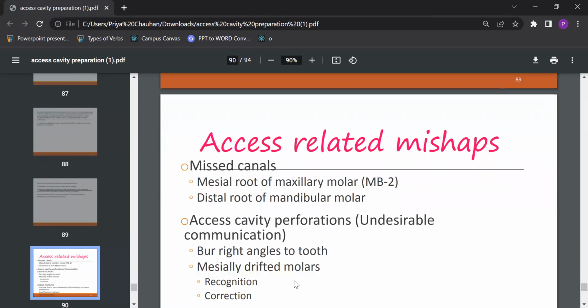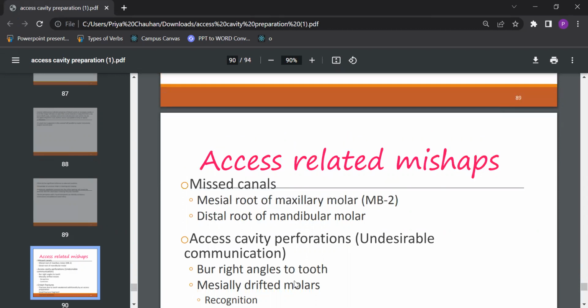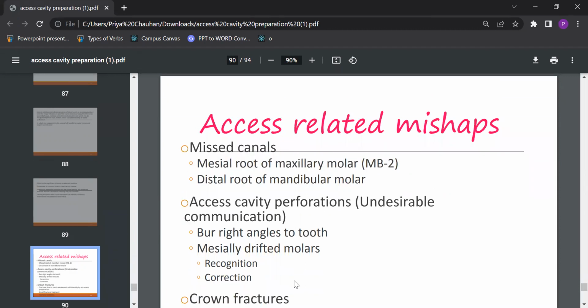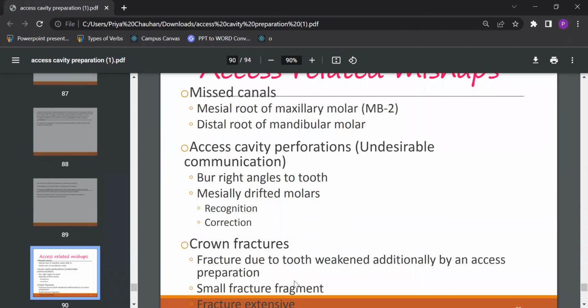So, access related mishaps: missed canal. Mesial root of the maxillary molar, this is MB2. Okay, mesial root of the maxillary molar, MB2. Distal root of the mandibular molar.